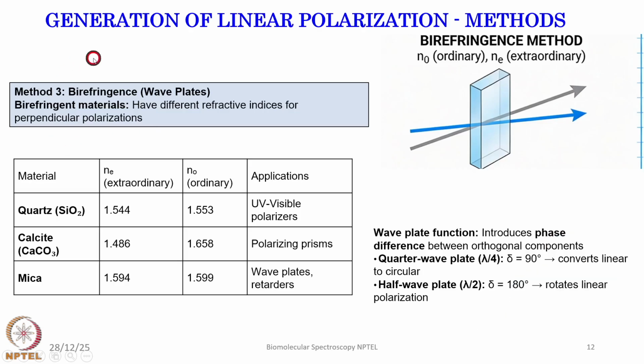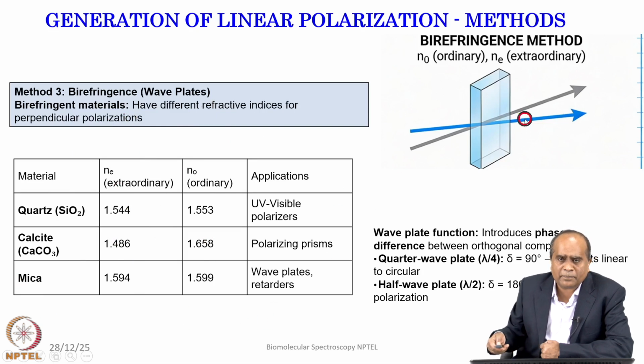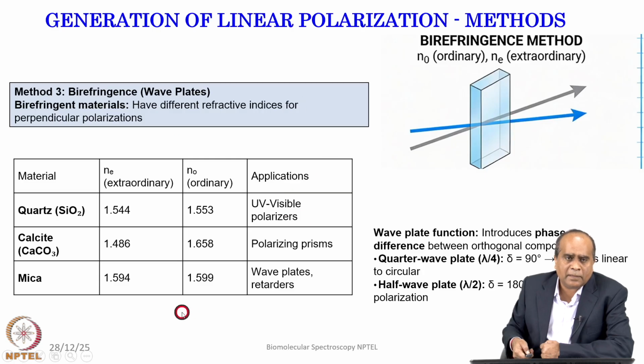So, now generation of linearly polarized light we can get by birefringence. Birefringence is the third way. So, we take a birefringent material where the refractive index is different perpendicular to the polarizer. We can have a material like quartz, which is made up of silicon oxide, or calcite or mica. They have extraordinary refractive index and ordinary refractive index, and when this light passes through the birefringent material, you have the polarized light.